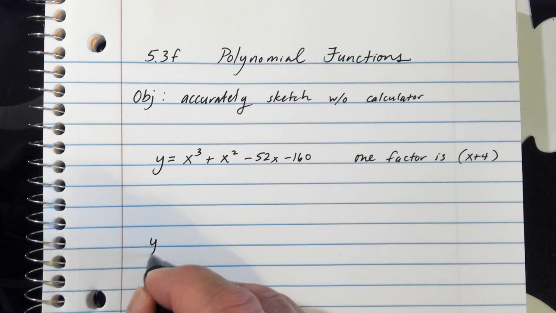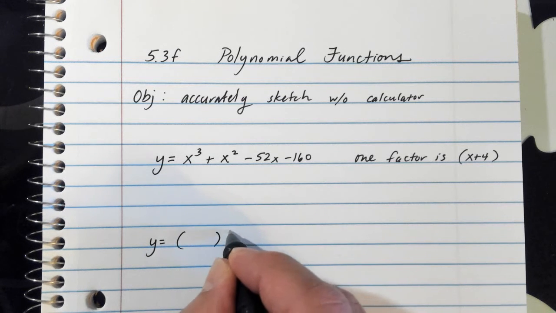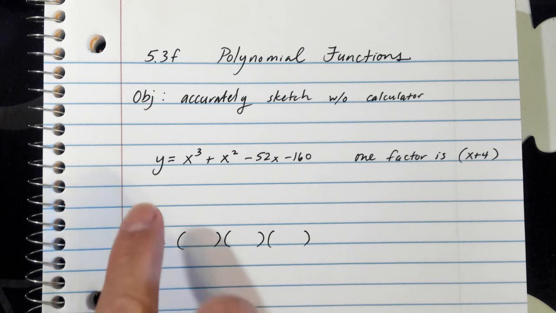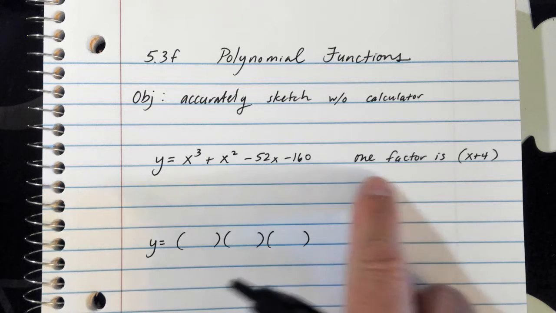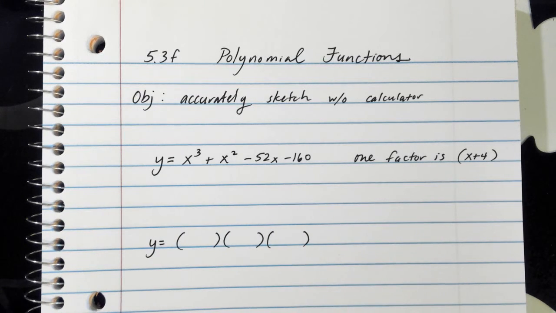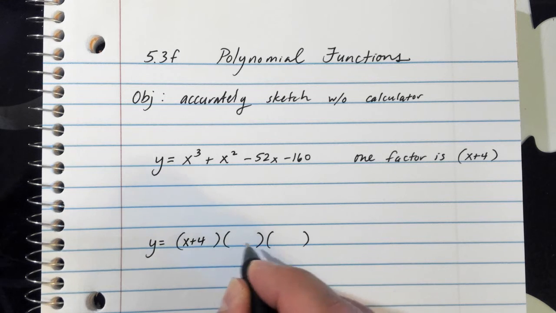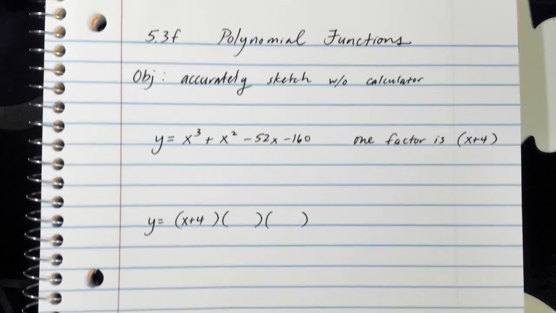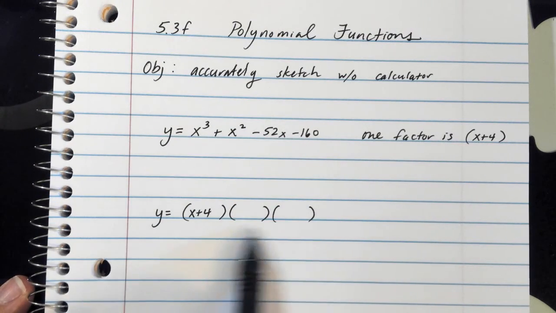We will make this look like that. So we give it to you in standard form. You're going to be able to write it in factored form with a little bit of help right there. We know one of the factors is x plus 4. We do not know the other two factors. The way you find the other two factors is by dividing. Because remember, the opposite of multiplying is dividing.